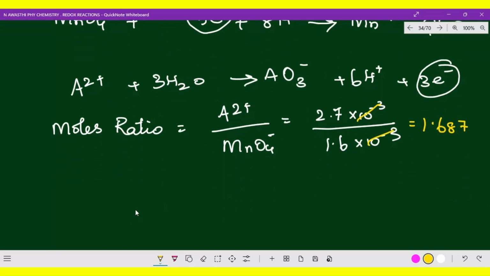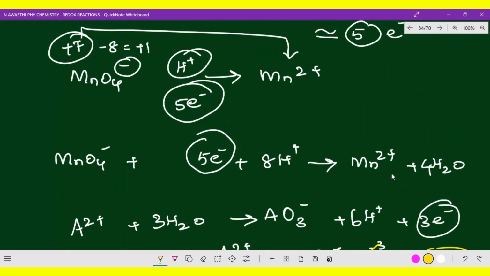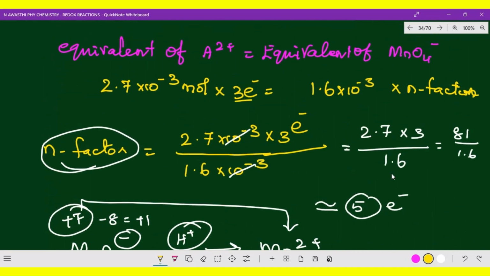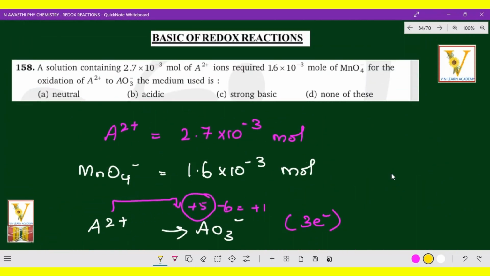Now the same with the electron change, how much did we get? Here it is 5 electrons by 3 electrons. How much are you getting? Here also, more or less, it is 1.667. So 1.667 and 1.687 are more or less equal. Actually it is similar, nearer to that, right? So which is the correct option? Bringing that directly, 2.7 divided by 1.6, we would have got it, but still we need the idea.